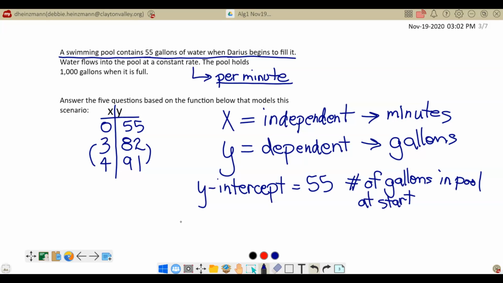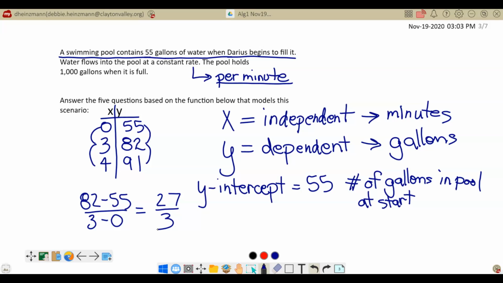So you also can do these 2 points. You can do 82 minus 55, and you can do 3 minus 0, right? And so you've got 82 minus 55 is 27, and 3 minus 0 is 3. So you've got 27 divided by 3.